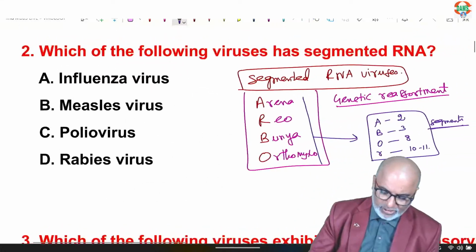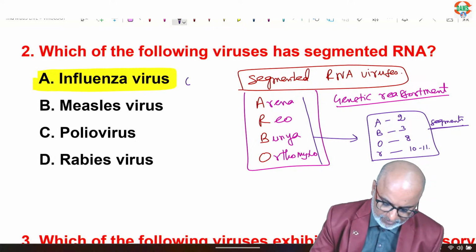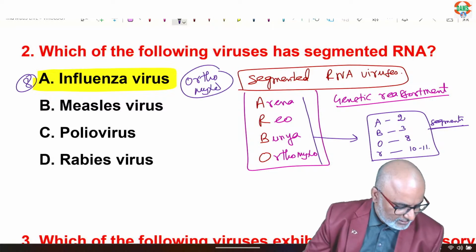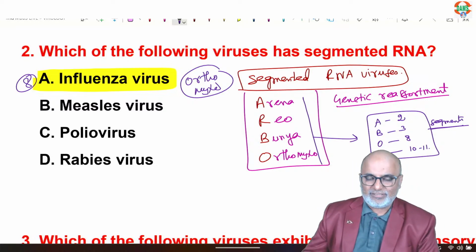So which of the following viruses has segmented RNA? Influenza virus. It's nothing but orthomyxovirus. It possesses 8 segments. Great.